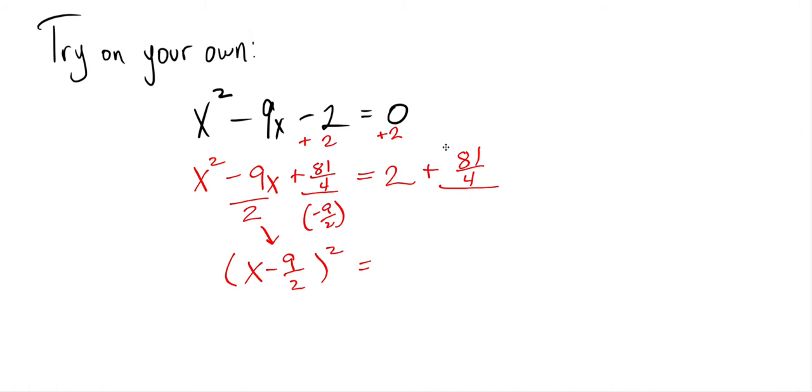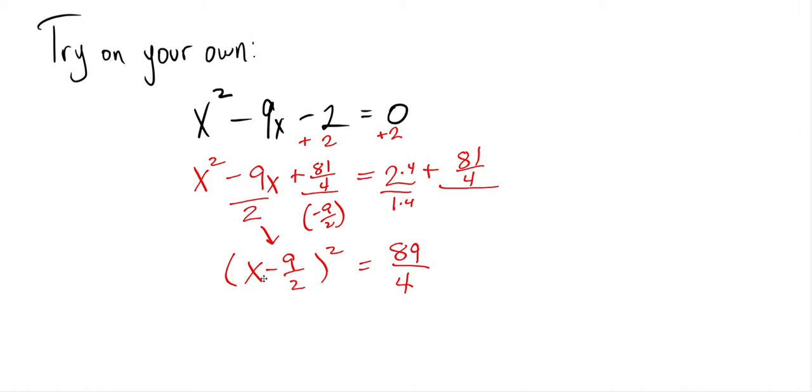And then I need to add 2 and 81 over 4, which doesn't work out great because they both need to be fourths. So I'm going to write it as 2 over 1 and then times 4 over 4. So 8 plus 81 would be 89 over 4. And I know you're really going to want to make decimals. You're not going to have a calculator to make decimals with, so that's why I'm trying to practice all of this without it.